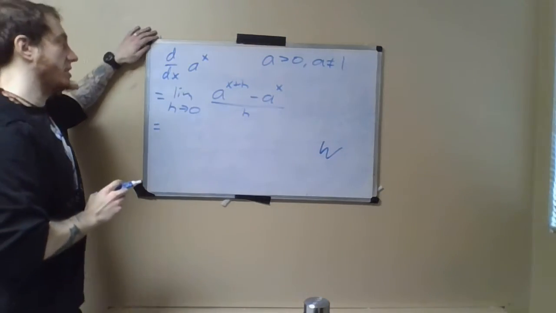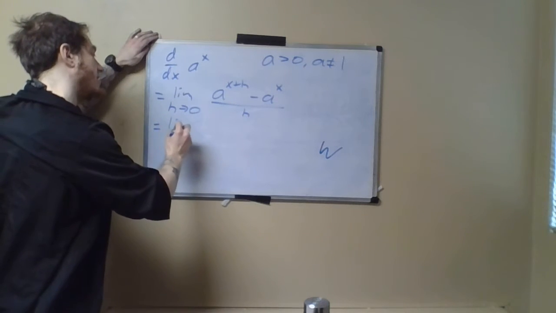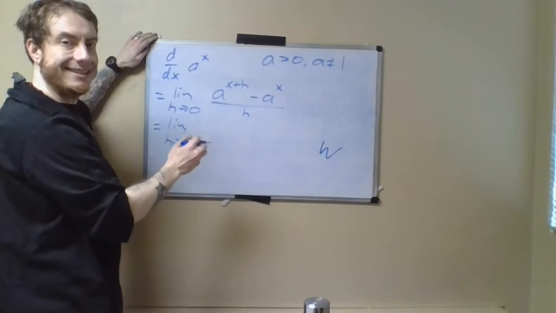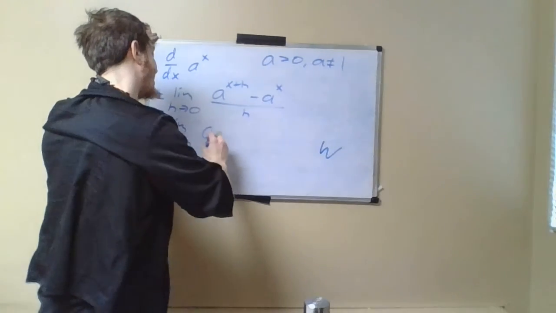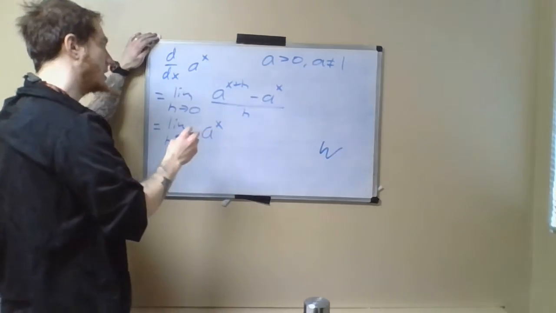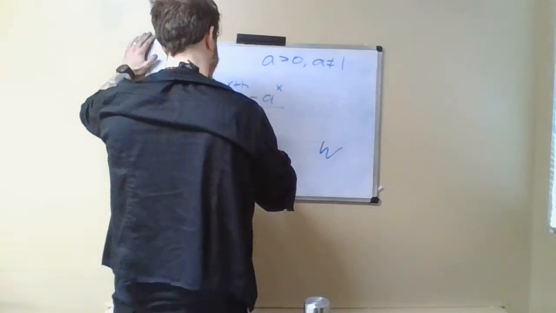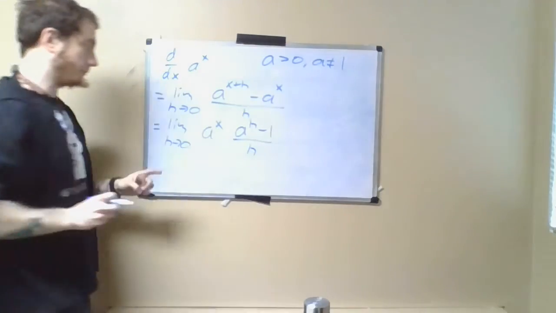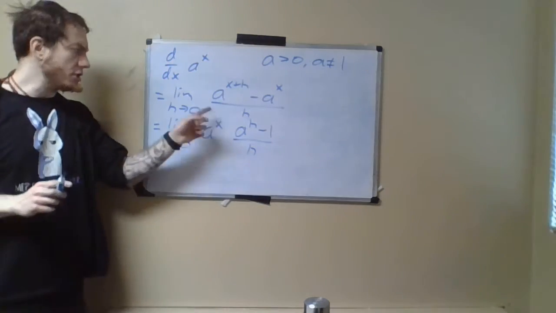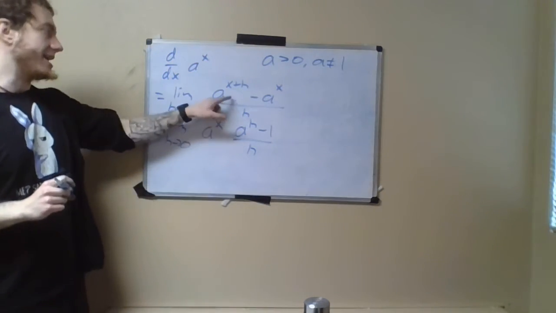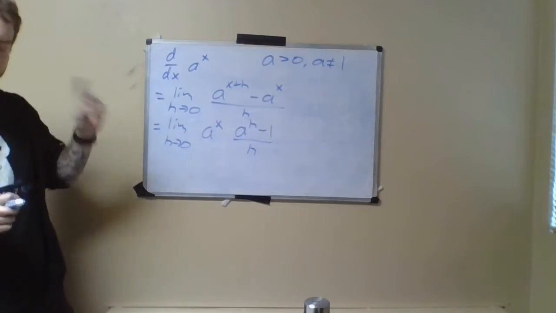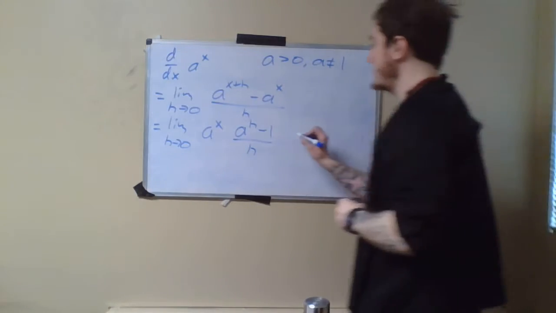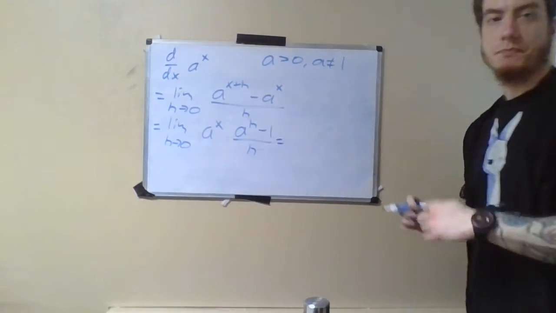So what is this going to be? Well, this is going to be the limit as h goes to 0. I can factor out an a to the x here, and I can write this as a to the x times a to the h minus 1 divided by h. Make sure that you see what I did here. I'm just factoring out an a to the x, and I can do this because of the laws of exponents.